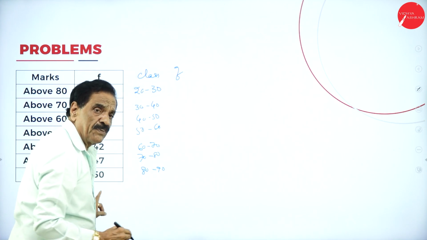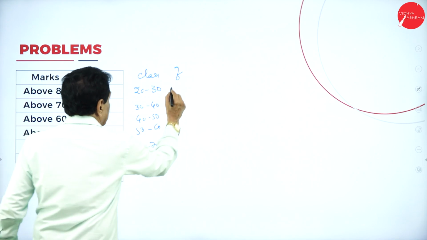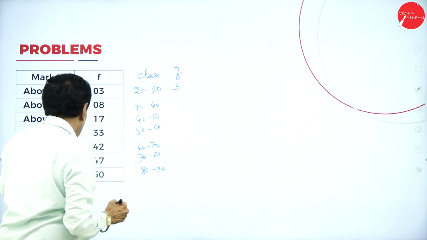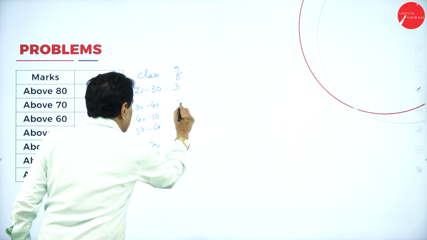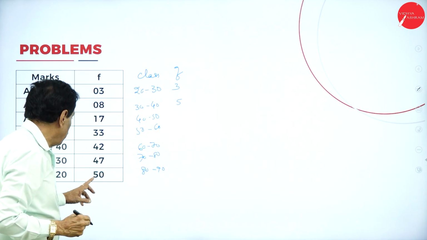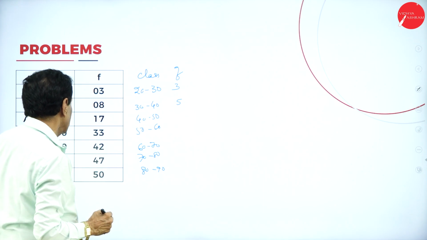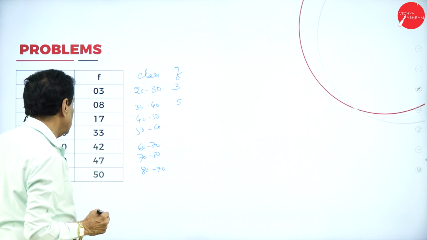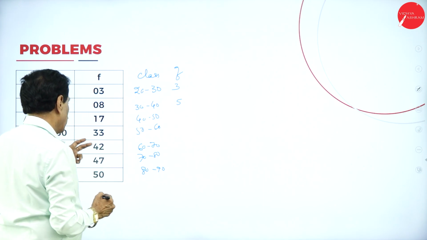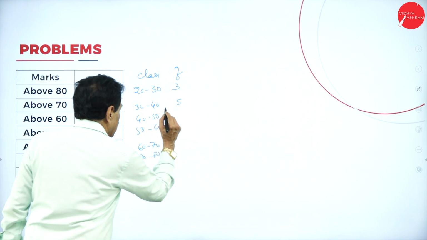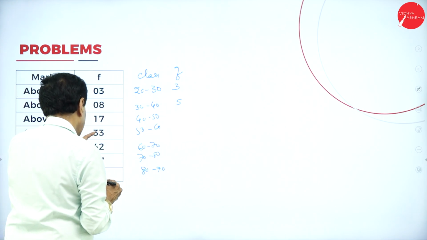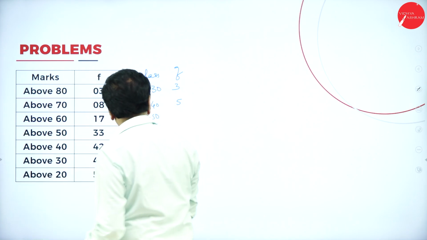What is the first number? 50, 47. Difference is 3. Then 47, 42 is 5. First 50 minus 47 is 3. 47 minus 42 is 5. Then 42 minus 33 is 9. This is 33 plus 9.